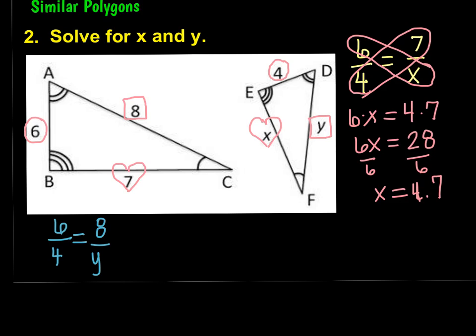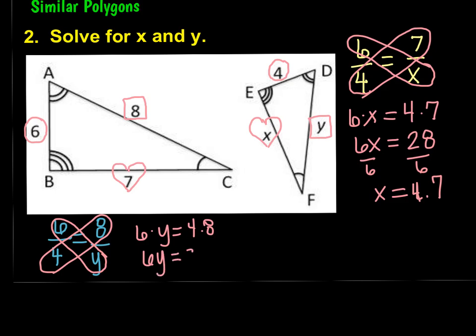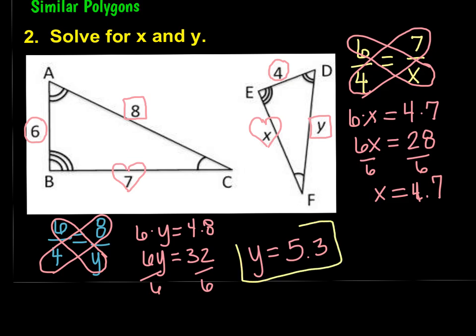All right, when we come over here to solve for y, we do the same thing. We're going to cross multiply. So we get 6 times y equals 4 times 8. So that would be 6y equals 32. Divide by 6 on both sides. And y is going to equal whatever 32 divided by 6 is. I used my calculator and got 5.3. So we found the two missing sides of the second triangle.